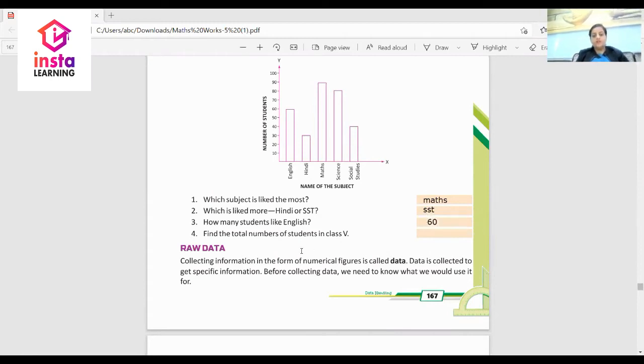Find the total number of students in the class. There are 90 students. Okay, 90 students all of them like maths maybe. No, it is 100 students in the class.